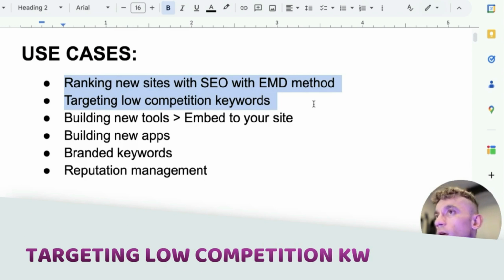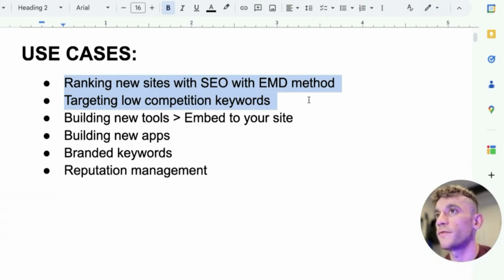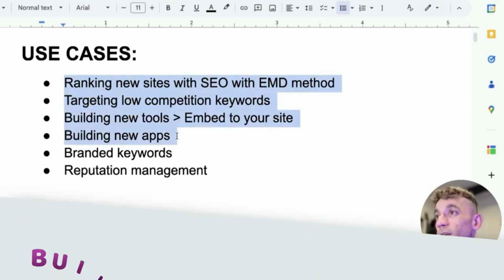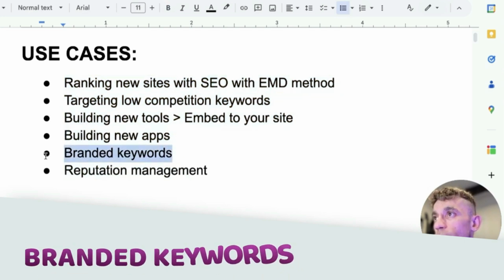So you can create a quick blog post, host it on a domain, and then funnel traffic to your funnels. Additionally, you can build new tools and embed them into your site. I'll show you some examples of that in a minute. You can build new apps. You can also rank for branded keywords, right?